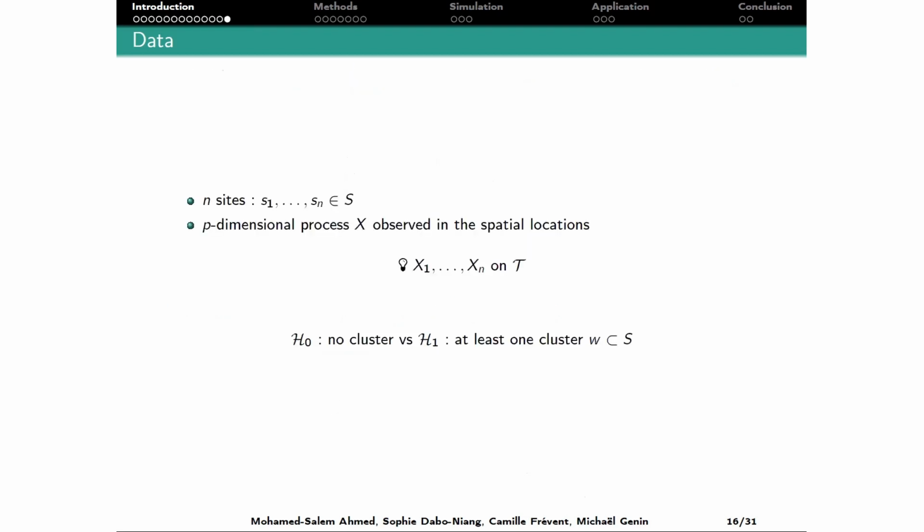After having functions, we have smooth curves transformed from the raw data. Then we test the null hypothesis that there is no cluster against the alternative that there is at least one cluster. The cluster will be detected in the whole shape of the function, not only the peak, the maximum, or the minimum.